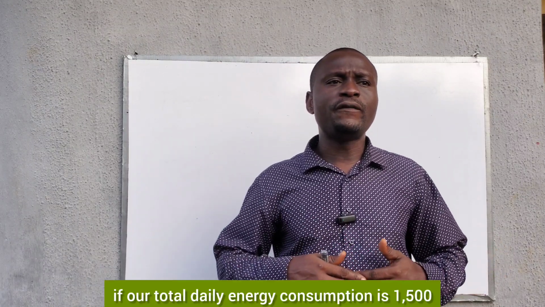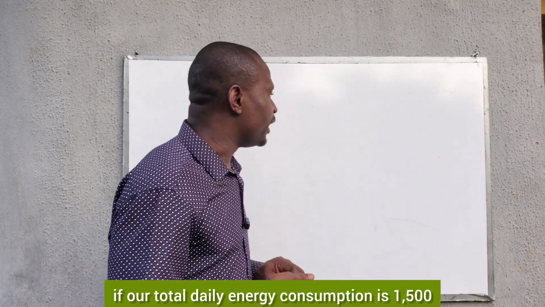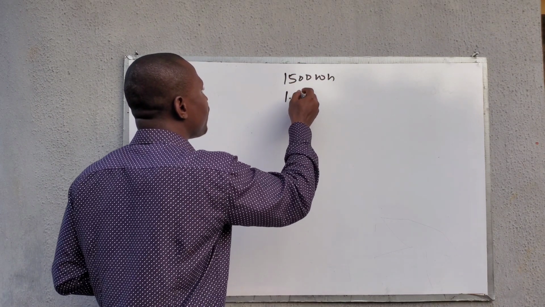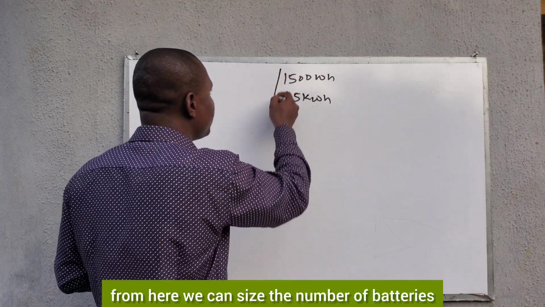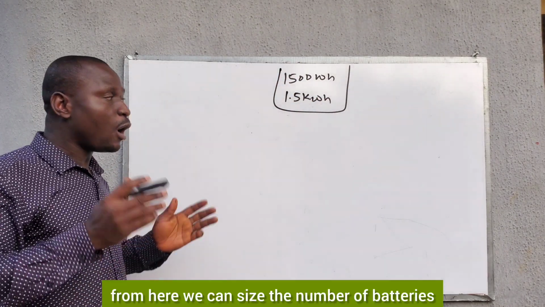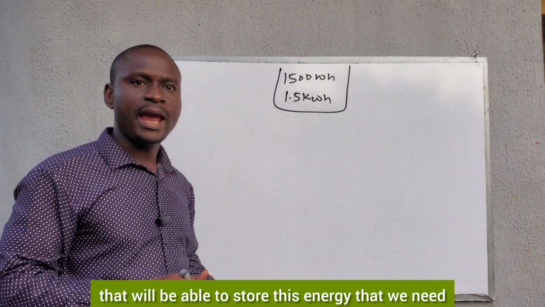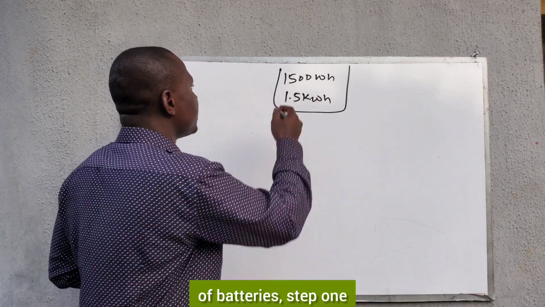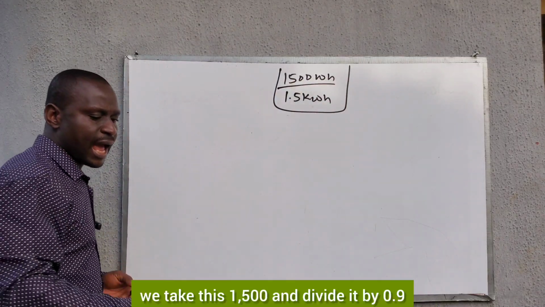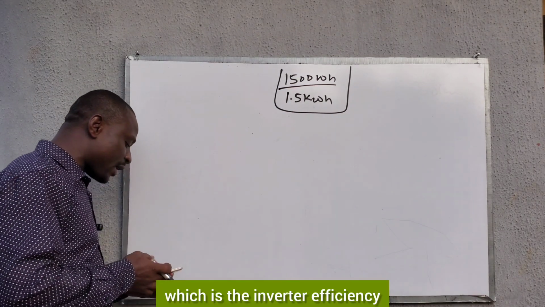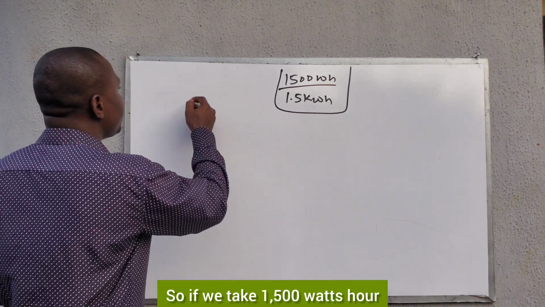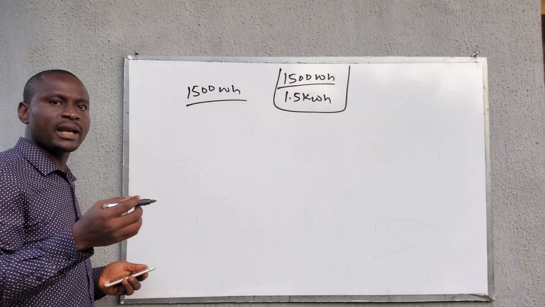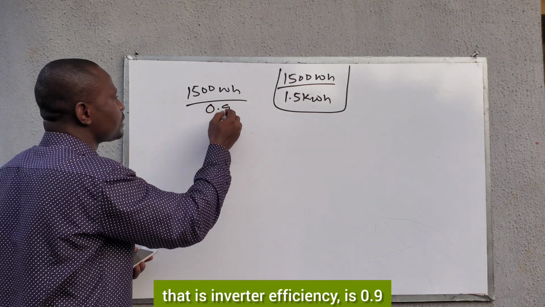So, for example, if our total daily energy consumption is 1,500 watt hour or 1.5 kilowatt hour. From here, we can size the number of batteries that will be able to store this energy that we need. So step 1, for us to determine the number of batteries, we take this 1,500 and divide it by 0.9, which is the inverter efficiency. So if we take 1,500 watt hour divided by 0.9, 90%, that is the inverter efficiency is 0.9.